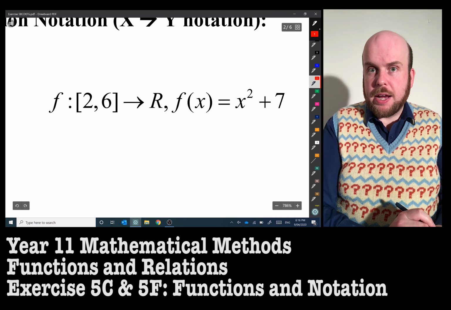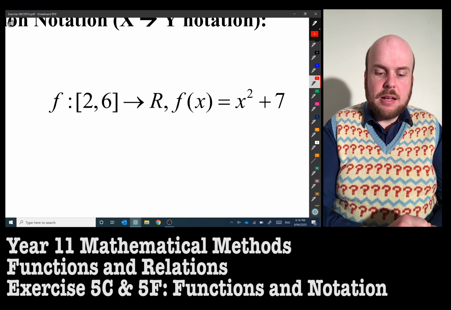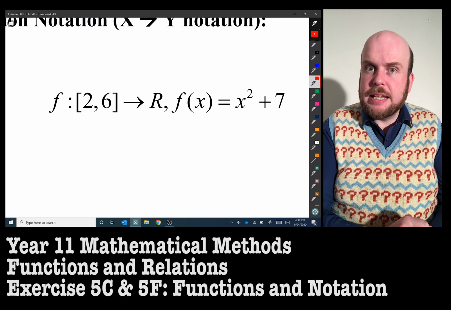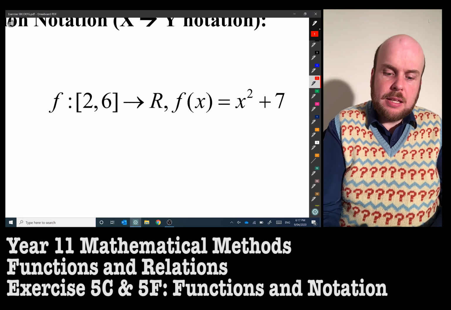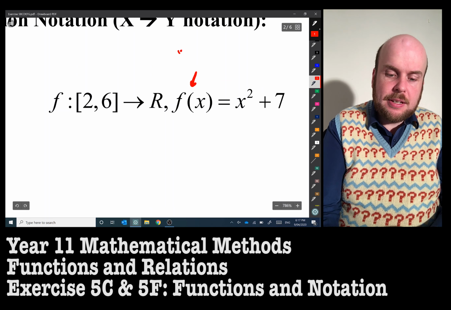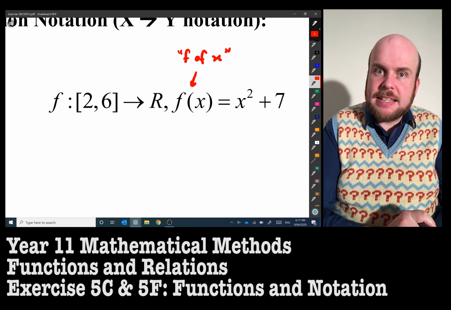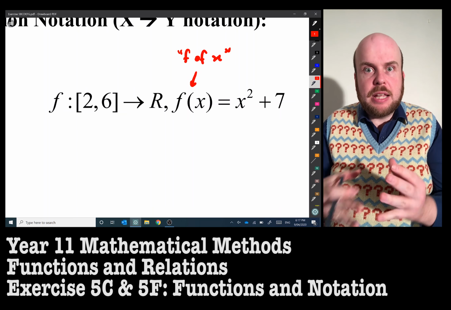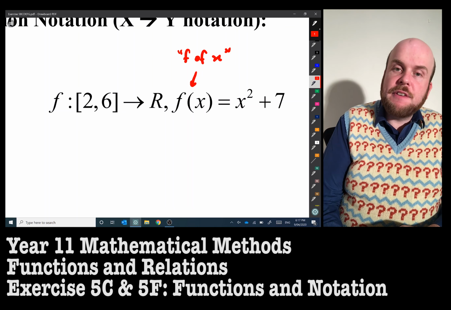So let's read it from left to right. It says f colon square brackets 2 6 arrow R comma f of x equals x squared plus 7. First thing you might have noticed is the way I said f of x rather than f bracket x close brackets. We usually read this as f of x. That is because what we're trying to say is that it's a function where the main variable in it is x. So that f is for the word function. So this is a function of x.